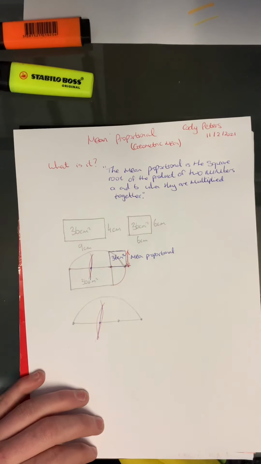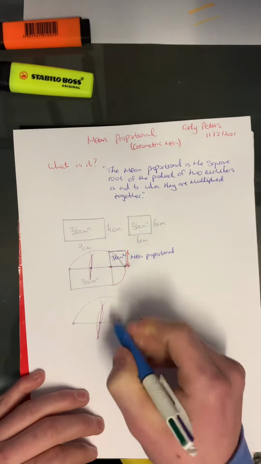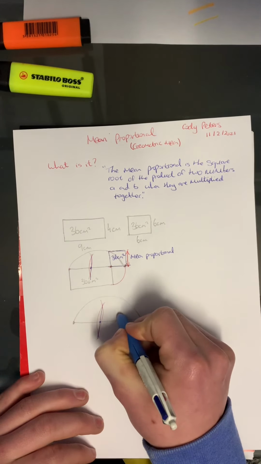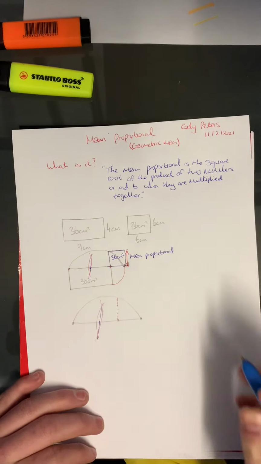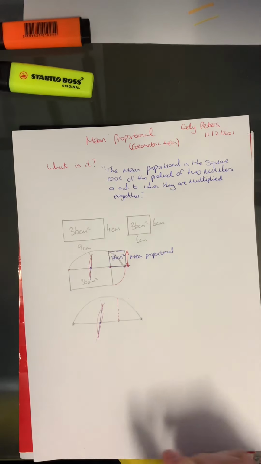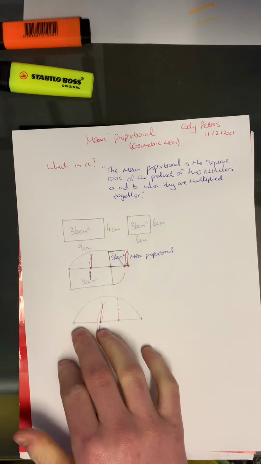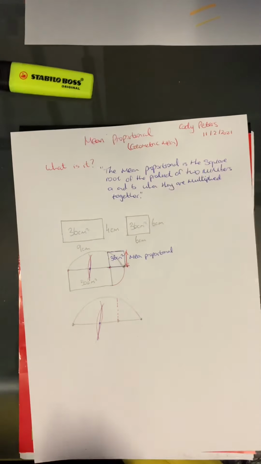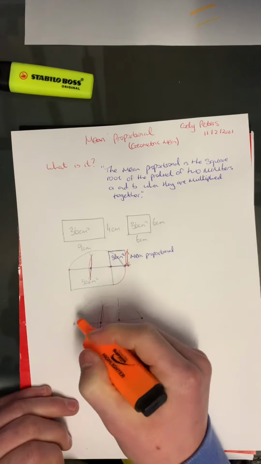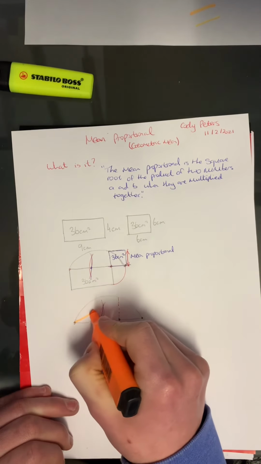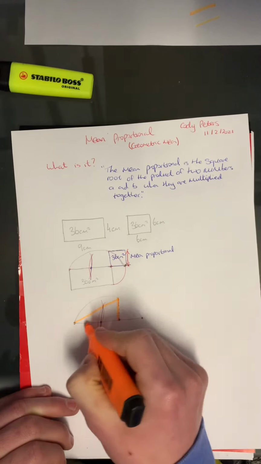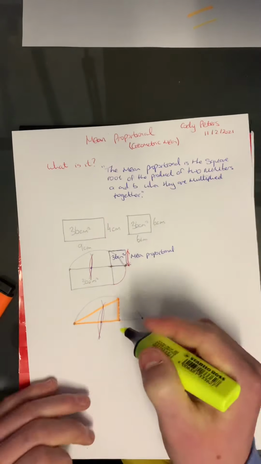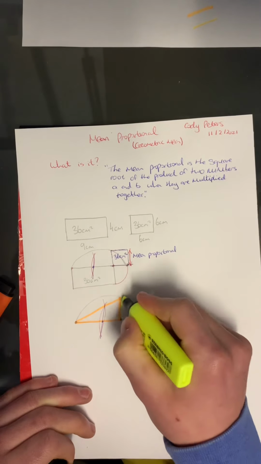Right, the next thing we're going to do is this point here, just like we did up here, we're going to bring it up to meet the semicircle. And what we can do here is actually create two triangles. We can create triangle A, which is here, and we can create triangle B, which is here.